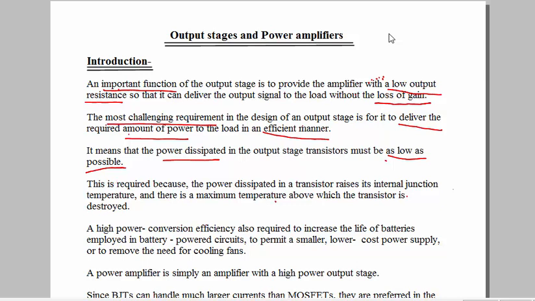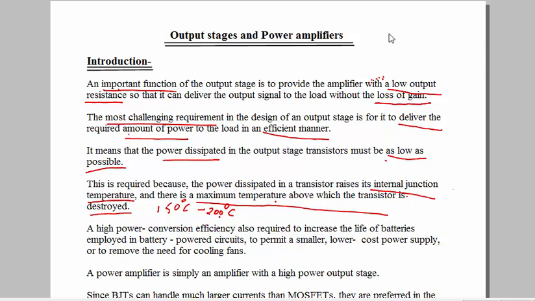the internal junction temperature will increase. And there is a maximum temperature above which the transistor is destroyed. This range is about 150 degrees centigrade to 200 degrees centigrade for a silicon device. So that's why the power dissipated in the output stage transistor must be very low, so that we can save the transistor.